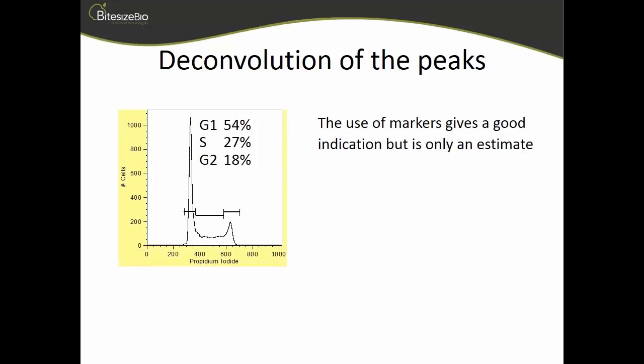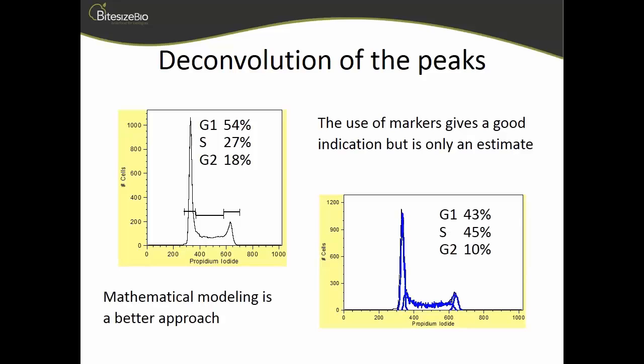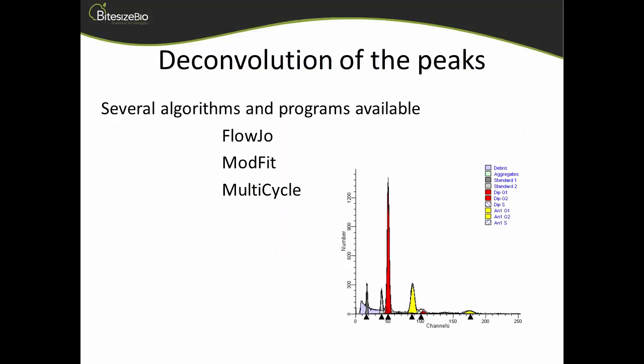So what the community has come up with is a whole series of mathematical modelling programs that allow us to deconvolute the DNA histograms. They'll fit Gaussian curves to the G1, the G2, and the S phase. And this makes it a little bit more objective, which is what we're aiming to do. There are several algorithms and programs out there that do this for you. These are some examples of them.